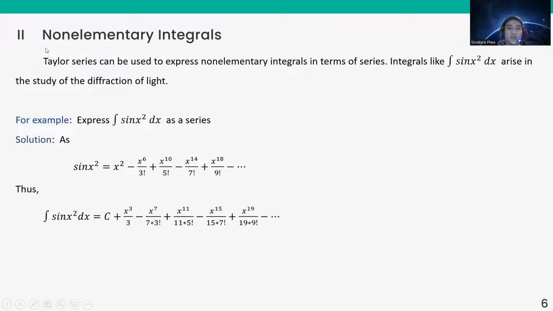The second point, non-elementary integrals. Taylor series can be used to express non-elementary integrals in terms of series. Integrals like the integral of sin x^2 arise in the study of the diffraction of light. For example, they want us to express the integral of sin x^2 as a series. For the solution, we first express sin x^2 as a series. Then we integrate it, and here the answer is the series of the integral of sin x^2.